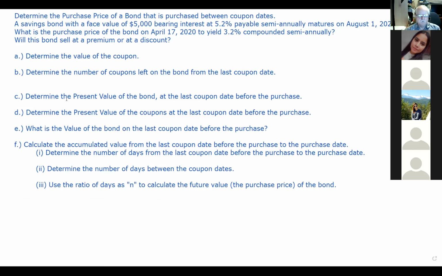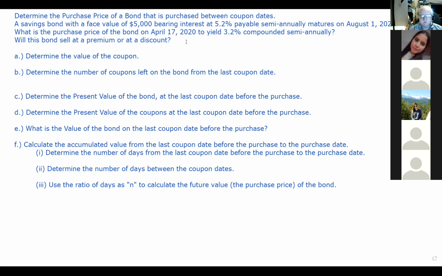So, haven't given us much room to work, but a savings bond with a face value of $5,000 bearing interest at 5.2% payable semi-annually matures on August 1st, 2022. What is the purchase price of the bond on April 17th, 2020 to yield 3.2% compounded semi-annually? So will this bond sell at a premium or a discount? Let's see what happened to it.